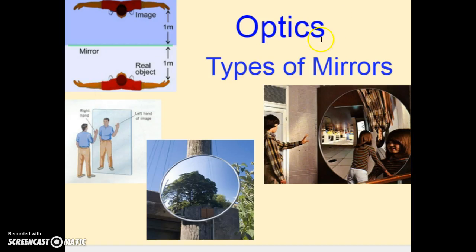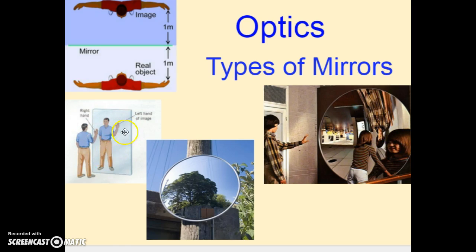This lecture is going to be on optics. We're going to be looking at different types of mirrors. Here's an example of a plane mirror. Here's an example of a type of mirror that diverges light. We're going to call this a convex mirror. We're going to call this one a concave mirror, and we will see that it converges light.